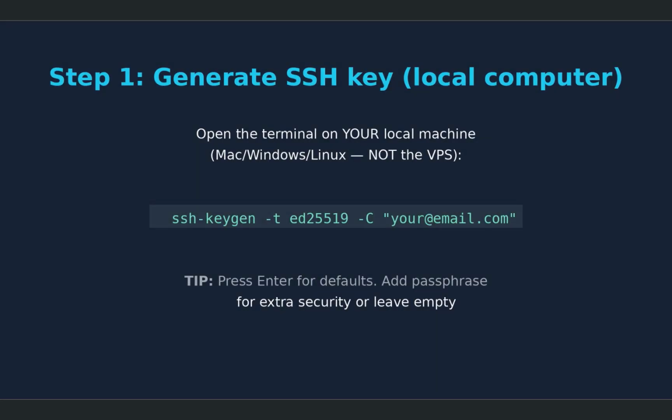Step 1. Generate an SSH key on your computer, not the server. Open the terminal on your local machine, Mac, Windows, or Linux, not the VPS, and run ssh-keygen -t ed25519 -C your@email.com. Press enter for all the prompts to use defaults. You can add a passphrase for extra security or leave it empty.